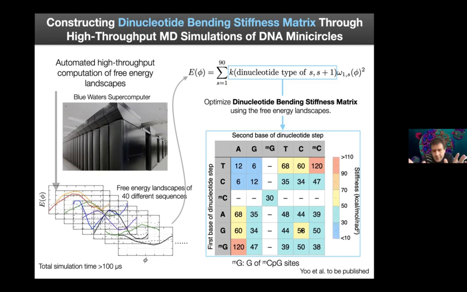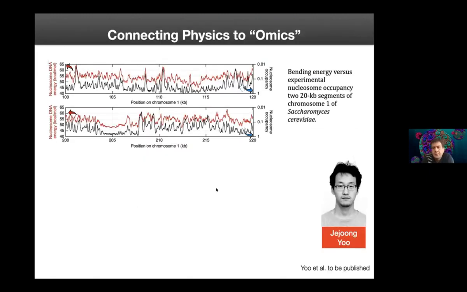Now, did we learn anything from it? This paper should be published at the beginning of the year. I'll just give you a glimpse of what can be done with it. This work was done by Ji Jung, who is now a professor in Korea. So what we can do with this energy function, now we can go and do, yeah?